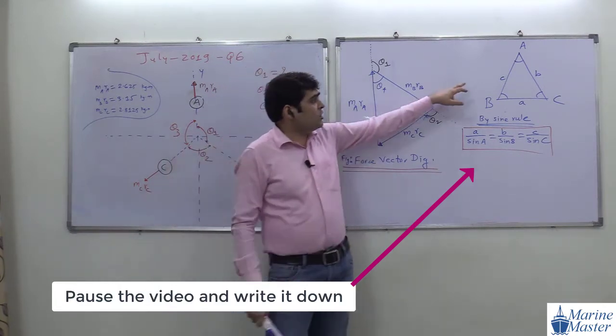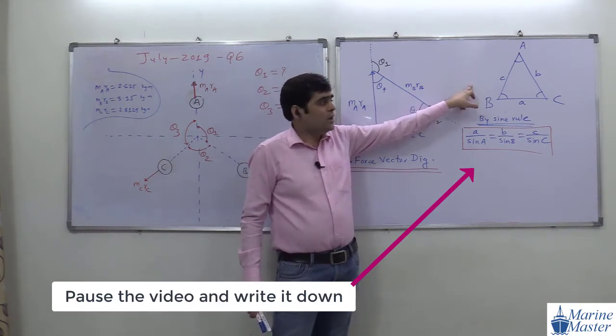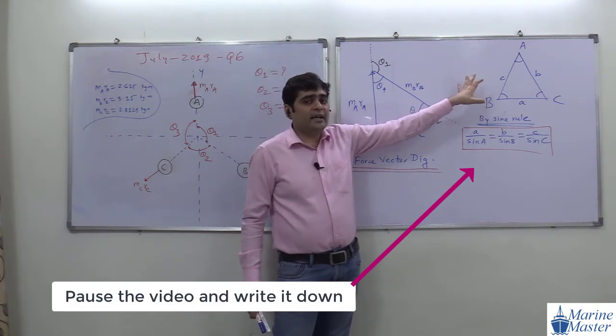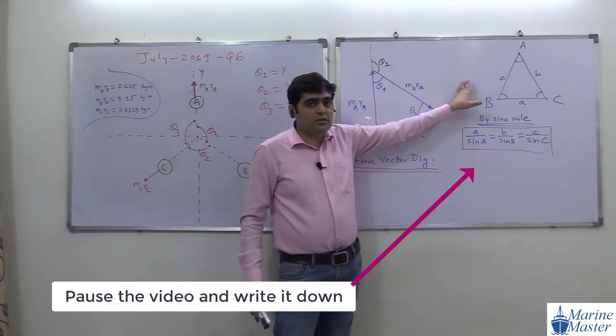This triangle is not a right angle triangle. It is a normal triangle. What is meant by a right angle triangle? One angle is 90 degrees there. Okay, this is a normal triangle.